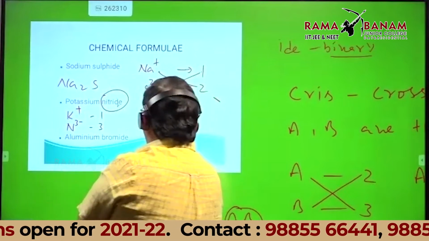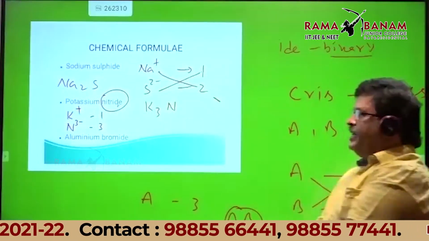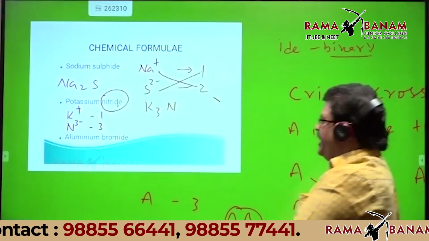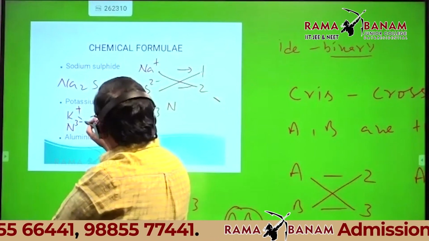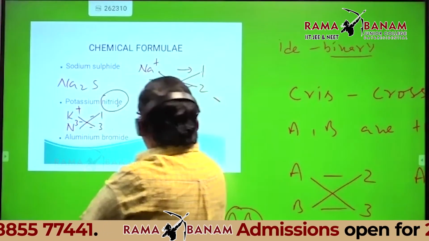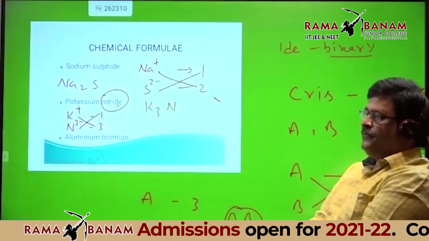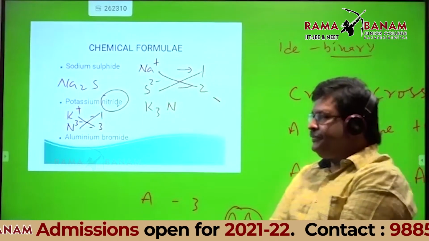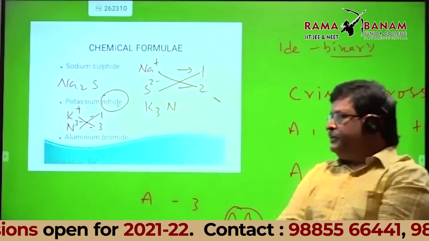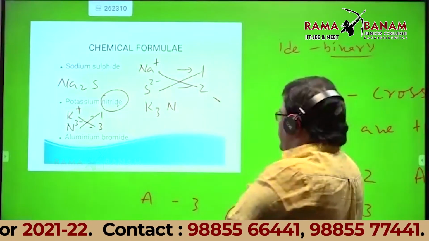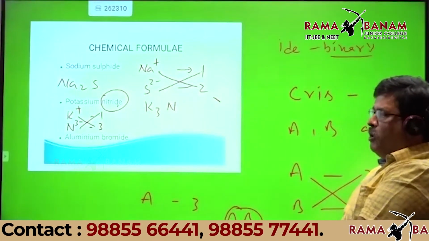Then can anyone tell the formula of potassium nitride? KN3. It's not K3N, it's not KN3. It's the method. K3N. Don't confuse. Am I right? Yes, sir. Then, can anyone tell the formula of aluminum bromide?